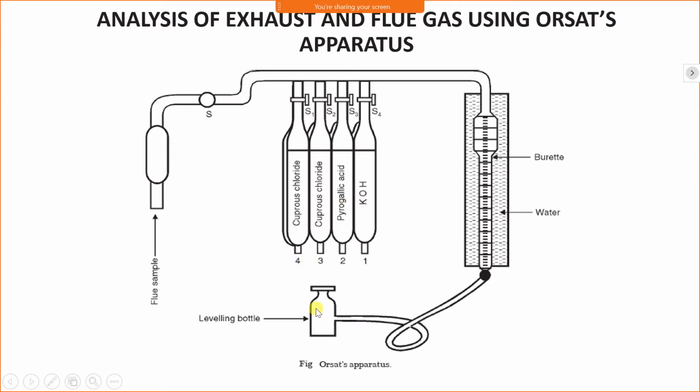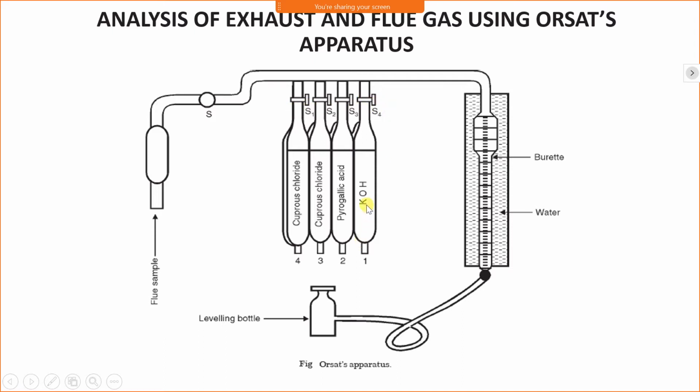Now look here, this is the leveling bottle. In this bottle the major quantity of gas is taken. This is the burette, and the burette is surrounded by water to cool or condense the vapor particles. Then this pipe is connected with the 4 pipettes, and all 4 pipettes are provided with a cork.